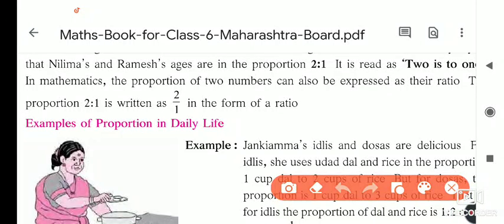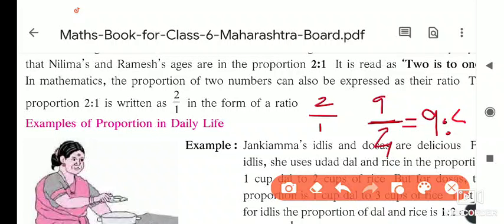Ratio means in the form of division, like 2 upon 1, 9 upon 4. That is how we are writing. This is 9, and the divide sign is there. Its meaning is "is to". The two dots give that meaning. 9 is to 4. So this sign is read as "is to" 4. Suppose I write here 5; this sign is called "is to" 3. Okay, 7 is to 2.